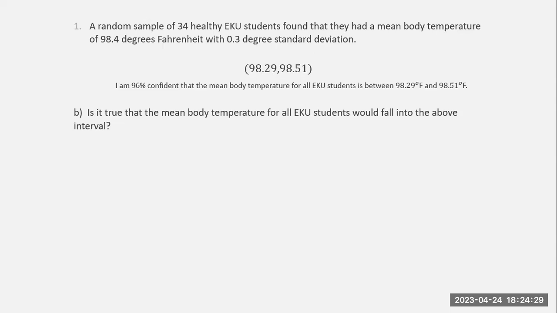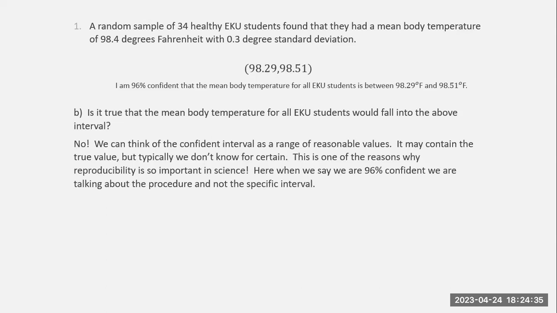Okay, so I think I'm going to make you unhappy with what I said. But I said no. The real answer is maybe. We can think of a confidence interval as a range of reasonable values. If we repeat the procedure, it's going to capture the true parameter a lot of times, 96% of times here, right? But any specific interval, we don't know. That's part of why reproducibility is so important in science.